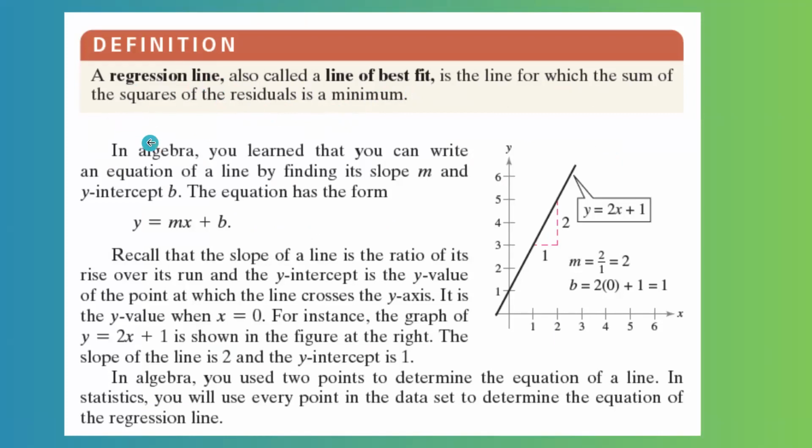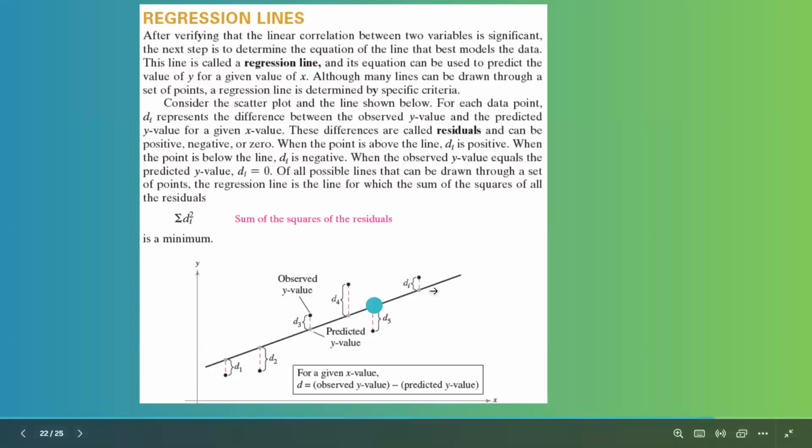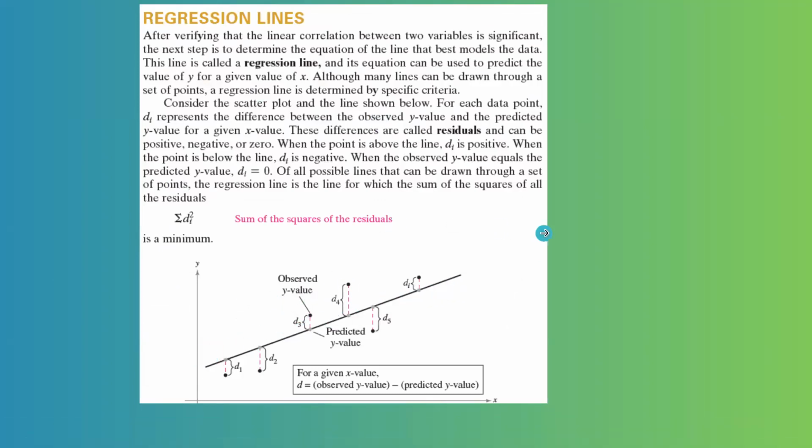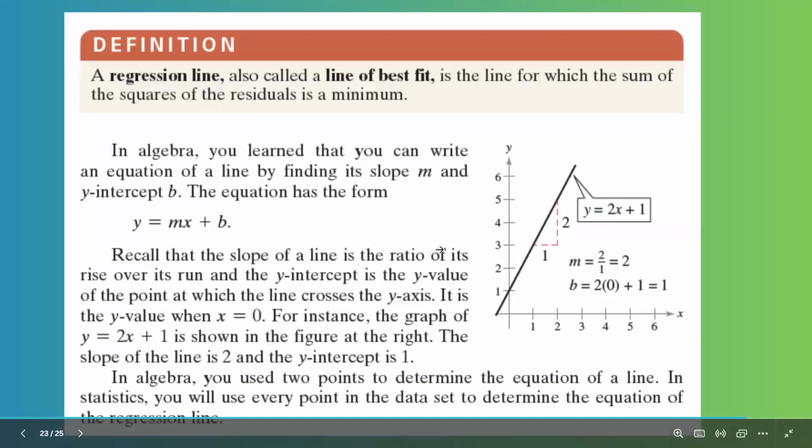In algebra, you learn that you can write an equation of a line by knowing its slope m and y-intercept b. The equation has the form y equals mx plus b. Recall that the slope of a line is the ratio of its rise over its run. Rise over run. This is slope, or rate of change. Okay, as you can see, here we have the regression line with residuals. Now we're going to show you how to actually find this best line.